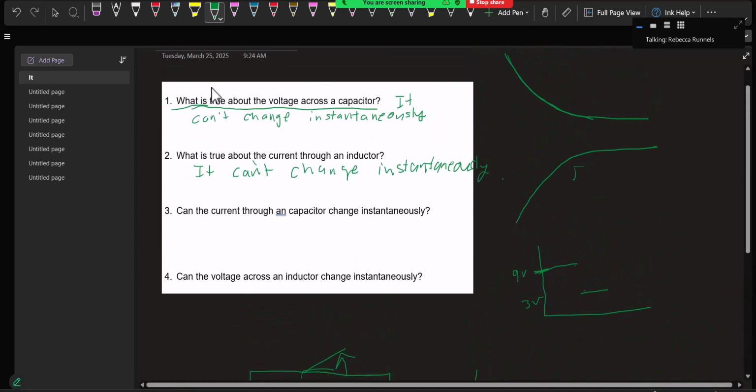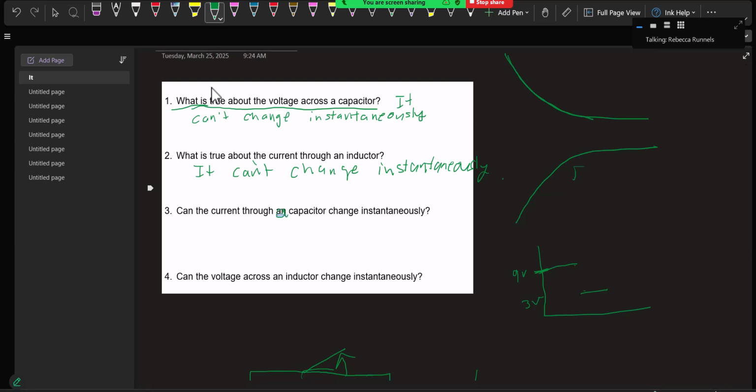Now, can the current through a capacitor change instantaneously? And this one is yes. The current can. So even though the voltage has to be smooth, the current can change abruptly through a capacitor. Can the voltage across an inductor change instantaneously? And the answer to that is also yes.